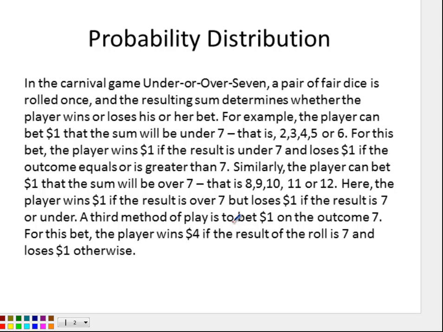The player can bet $1 that the sum will be over 7, that is 8, 9, 10, 11, or 12. Here the player wins $1 if the result is over 7 but loses $1 if the result is 7 or under. A third method of play is to bet $1 on the outcome 7. For this bet, the player wins $4 if the result of the roll is 7 and loses $1 otherwise.